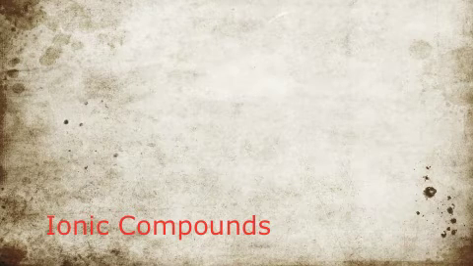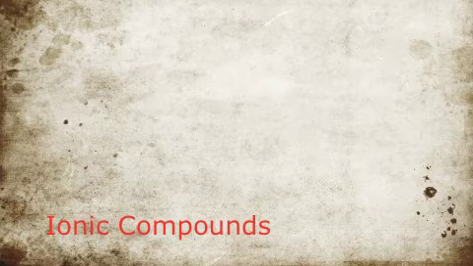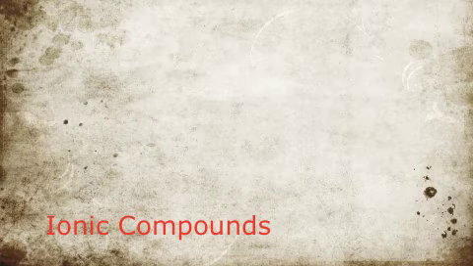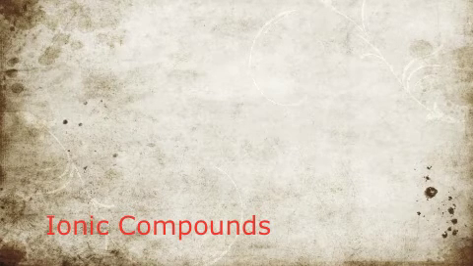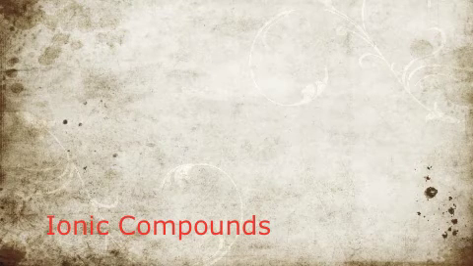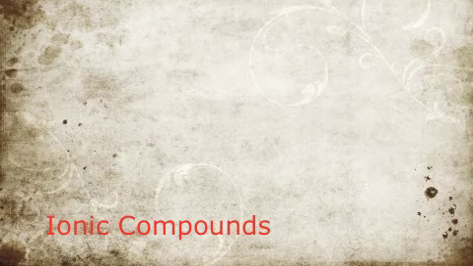Ionic compounds. When ionic bonds form, the number of electrons lost by the metal atom equals the number gained by the non-metal atom. The ions that bond are charged, but the compound formed is neutral because the charges of the ions cancel each other out.